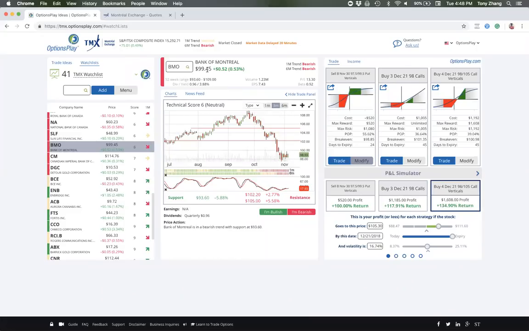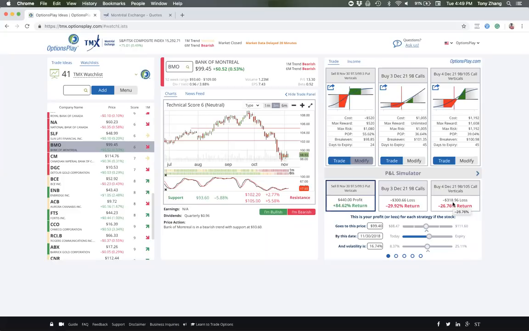So BMO is at 99.45. Let's say I think it's going to stay exactly where it is by expiration. So if on expiration, November 30th, the stock is at 99.40, which is probably what we want to be looking at, I'm going to make a $440 profit on the credit spread, but I'm actually going to lose $300 on the call, or lose $318 on the call vertical or the debit spread.